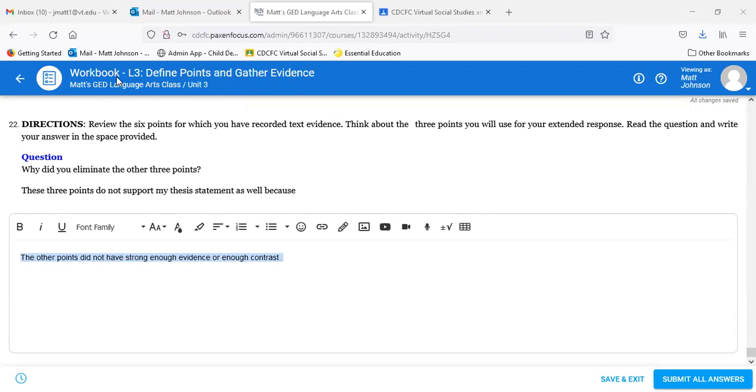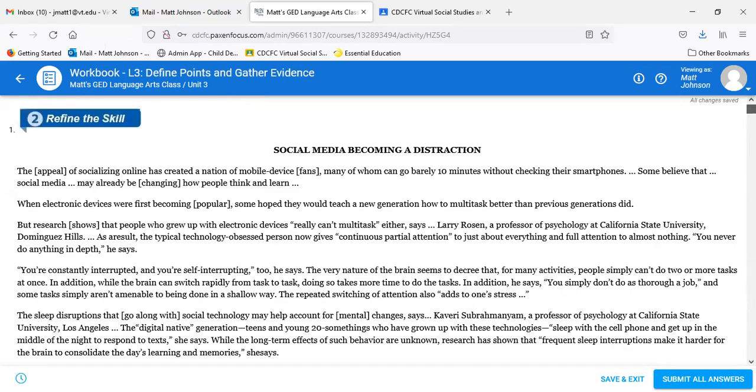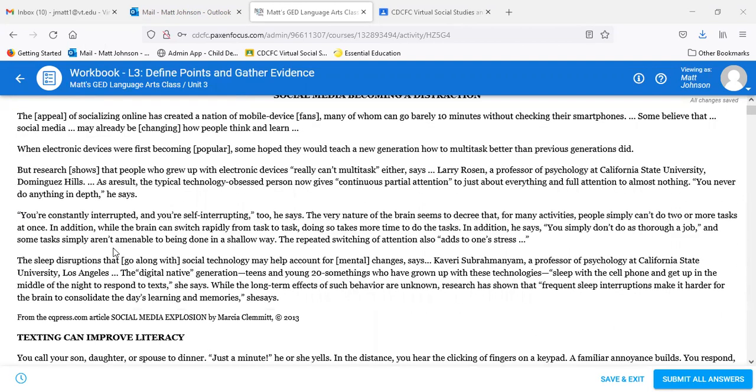What I was talking about here, so that's it for the exercise. One thing I wanted to point out that we didn't discuss yet, okay. Now we mentioned the bandwagon, right? And we mentioned the qualifying statements. I would go back up here and take a look before we submit this. We're towards the end here. So Clement, right, she uses two experts. She uses Larry Rosen, a professor who's discussing multitasking. And then below, she uses Kaveri Subramaniam for the sleep interruption.